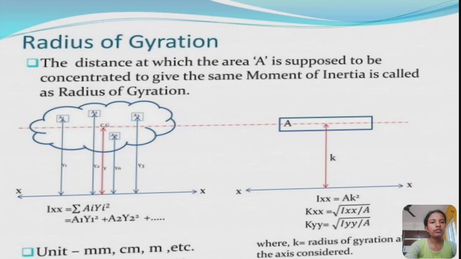The distance at which the area is supposed to be concentrated to give the same moment of inertia is called the radius of gyration. Ixx is equal to a k square, kxx equals square root of Ixx divided by a, kyy is equal to square root of Iyy divided by a, where k is the radius of gyration of the axis considered.